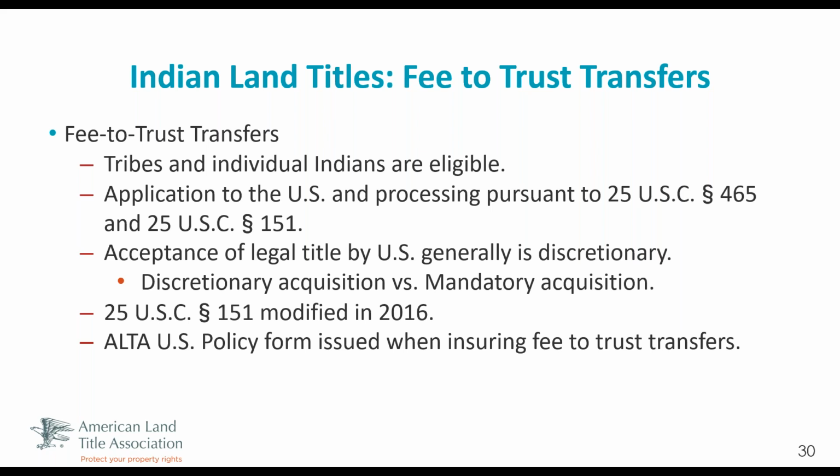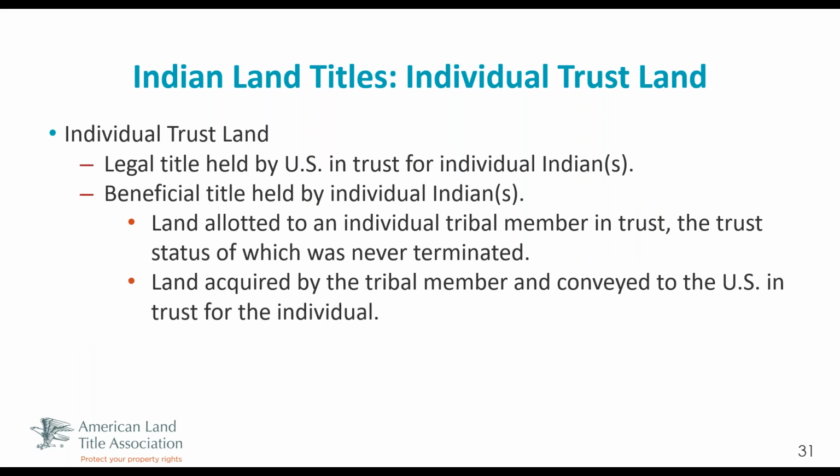So I kind of cruised through this slide without really showing much of it, but it's in your handout. So individual trust land includes allotments and fee to trust transfers on behalf of an individual Native American, both of which have been discussed in the prior slide. Same process for the fee to trust transfer, submitting the application. Individual acquisitions are also discussed in that handbook that I mentioned that's on the BIA's website, and they are very good about updating that as the regulations change over time.